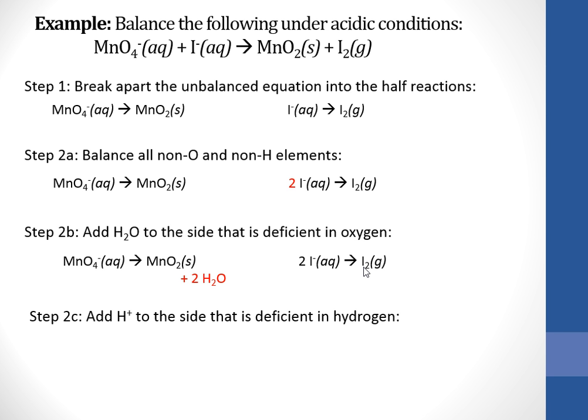In step 2c, we now add H+ to the side that is deficient in hydrogen. In our first half reaction, we have no hydrogens on the reactant side, but 4 hydrogens on the product side that are coming from the water. Therefore, we have to add 4 H+ to balance out the hydrogens. On our second half reaction, there are no hydrogens present on either side of the reaction, so this step is not needed.